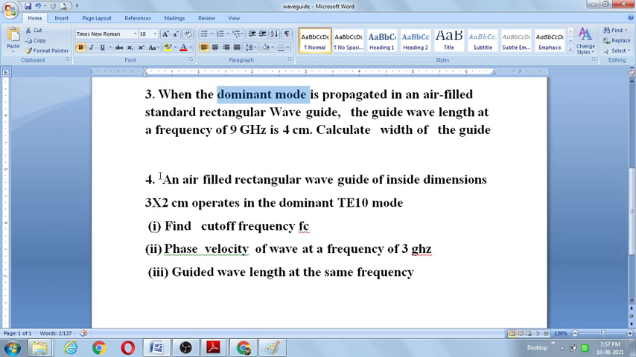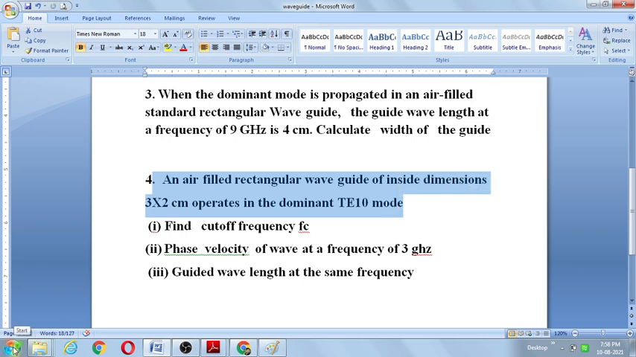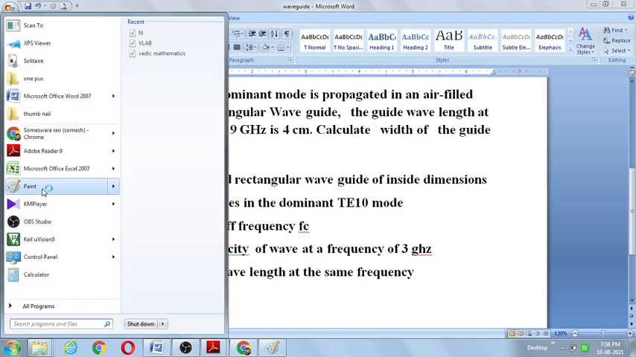An air-filled rectangular waveguide of inside dimensions 3 by 2 centimeters. That means small a is equal to 3 centimeters, small b is equal to 2 centimeters, operated in the dominant mode, TE10. How to find cutoff frequency, phase velocity at a frequency of 3 GHz, guided wavelength at same frequency, same mode. So these are the repeated problems in JNTUK.